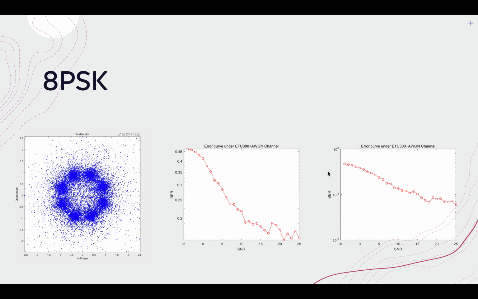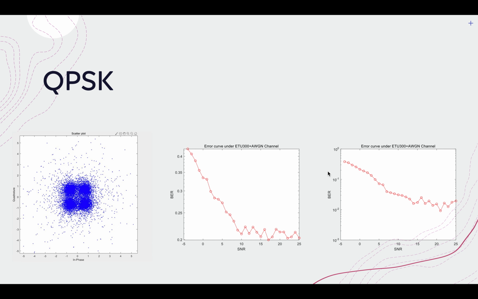In the third figure, everything is the same except my pilot interval is 2. So you can see both of them are in 8PSK. The smaller the pilot interval, the better the performance. And now I change from 8PSK to QPSK. Everything is the same except this phase shift keying.